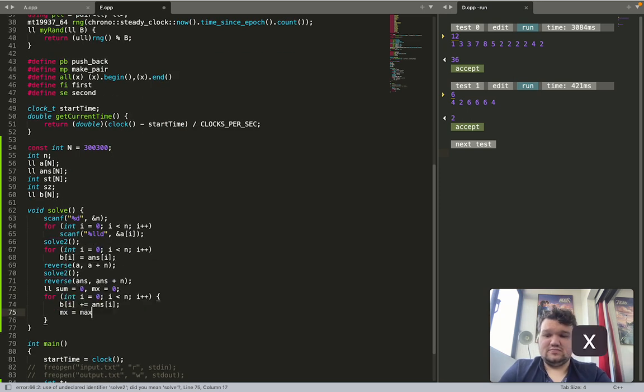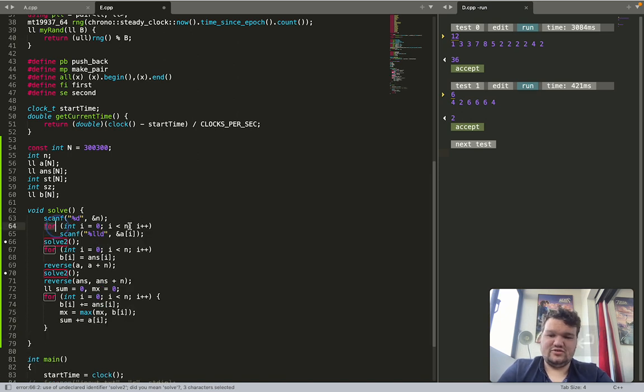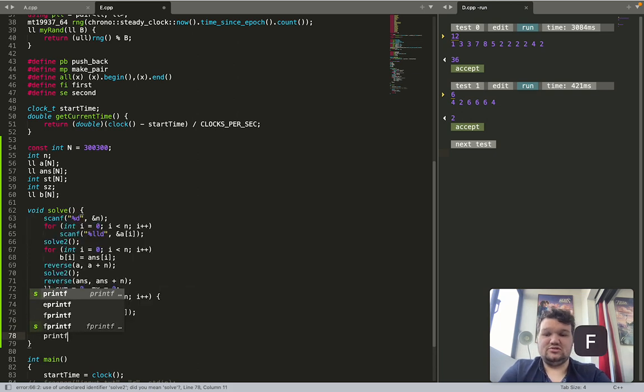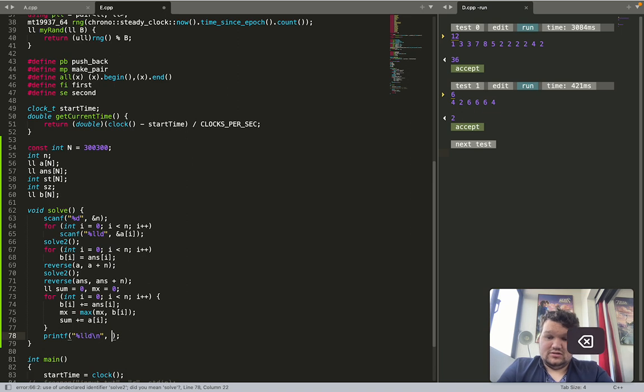I didn't reverse A back. I reversed it before the second solve, didn't reverse it back, only reversed the answers, but that doesn't change the sum, and I don't actually need to know AI to calculate its answer, so it's all good. Sum minus maximum answer.